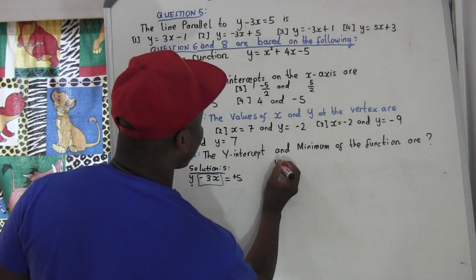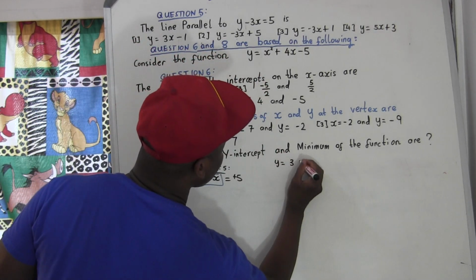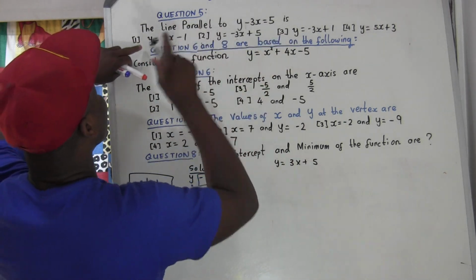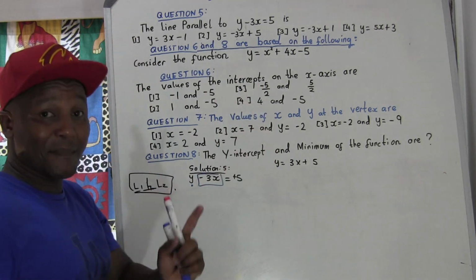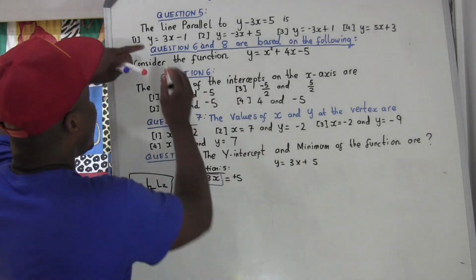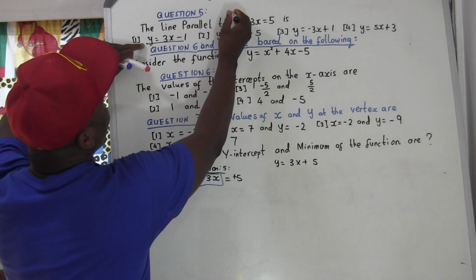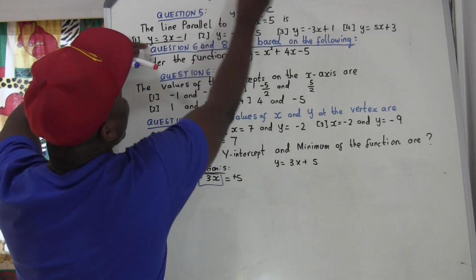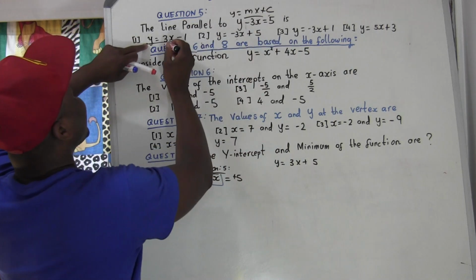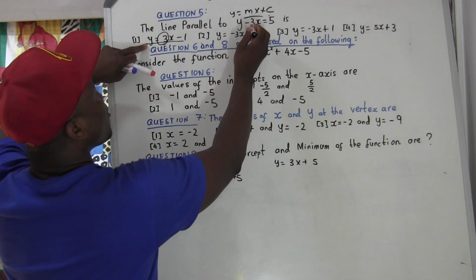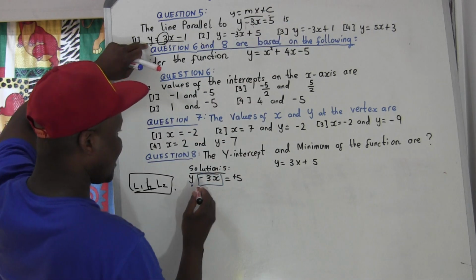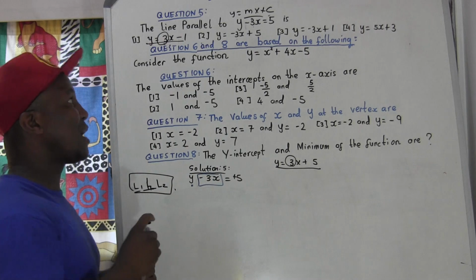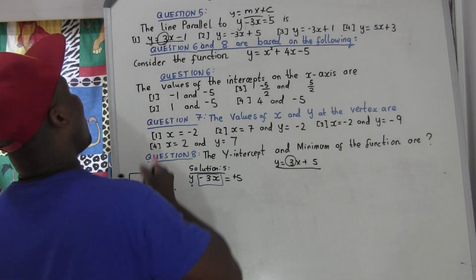Okay, so y, I rearranged, take over, equals 3x plus 5. Now, they ask which lines are parallel. So I'm going to look for something which has the same slope, in the standard form y equals mx plus c, where m is the slope. I see this is 3, and the given one after I rearranged it became this, and the slope is 3. So option 1 is parallel to the given equation. So option 1 is correct.